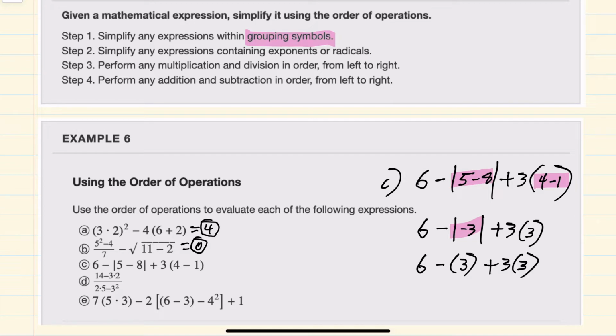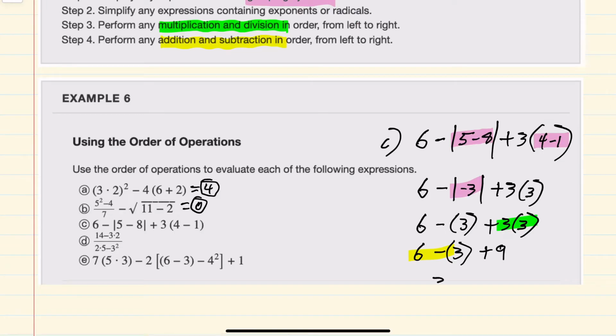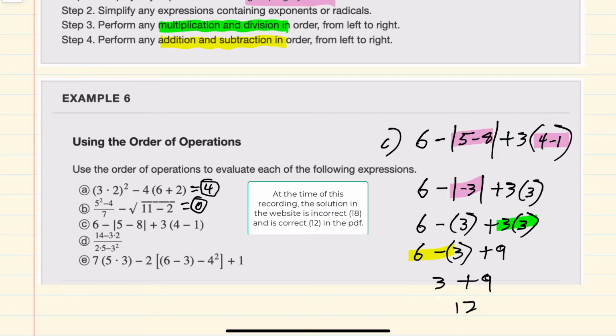With no exponents or radicals, I can then move on to multiplication and division. I do have multiplication here, so 3 times 3 is a +9. Addition and subtraction, going left to right, I would start with 6 minus 3, which is 3, and then continuing to move to the right, 3 plus 9 would be 12. So we've simplified the third example to 12.